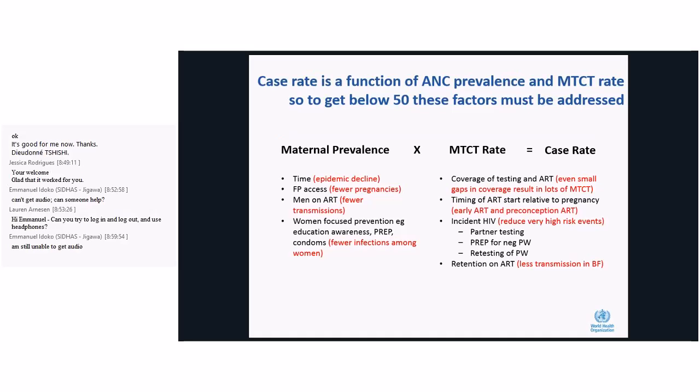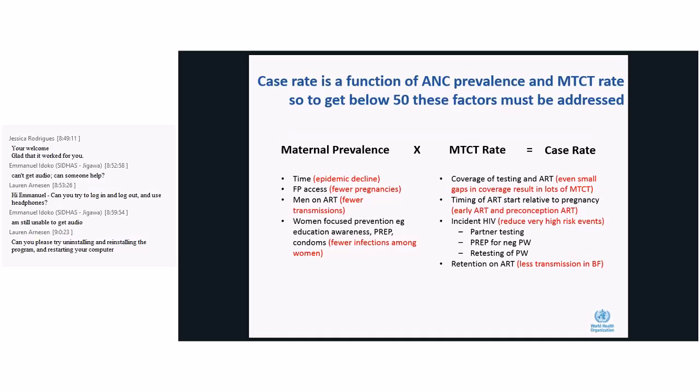The third is men on antiretroviral treatment. The more that men are being diagnosed and identified as positive and getting onto ART, the fewer transmission events we will see. And then, of course, there are women-focused prevention strategies, including PrEP, condoms, which will result in fewer infections among women, especially during pregnancy and breastfeeding. And then the factors that affect MTCT rate include coverage of testing in ART. Even a small gap in coverage results in a lot of mother-to-child transmission.